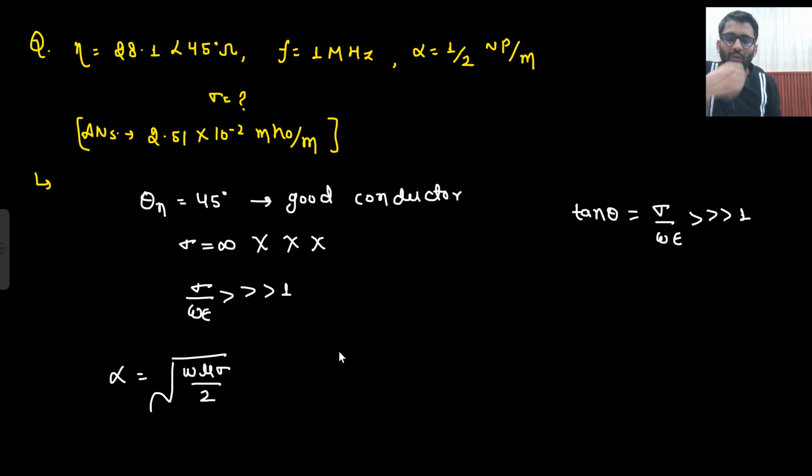Now, do I have the value of omega? Yes. I need to find the value of sigma. Do I have the value of alpha? Yes. Do I have the value of mu? Do I have the value of mu? No. Here it is not mentioned that it is a non-magnetic material.